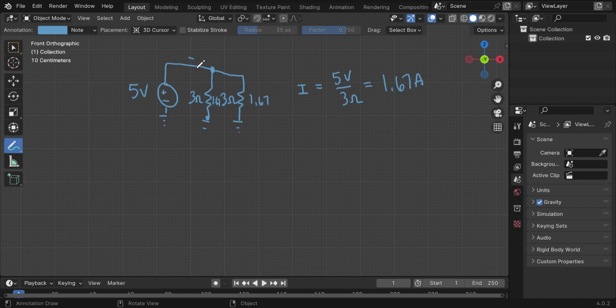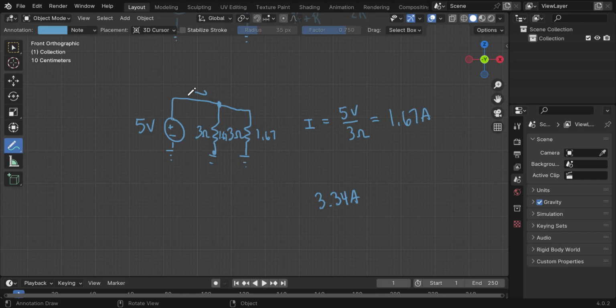So we know that there had to be 3.34 amps, just 1.67 times 2 going through the wire here in order for it to be halved going down each leg of the circuit.